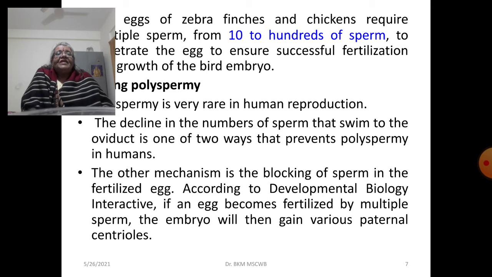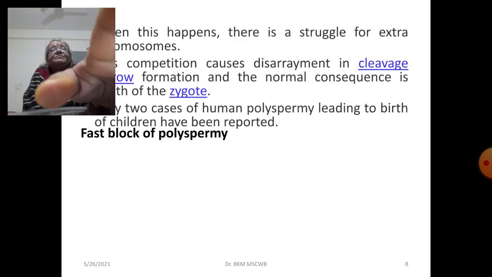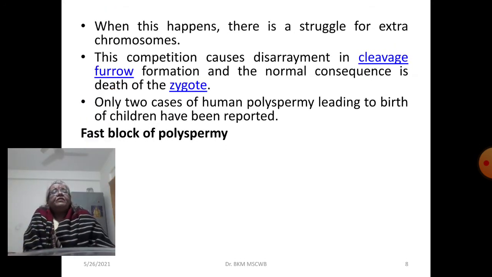So, if the egg becomes fertilized by multiple sperm, the embryo will then gain various parental centrioles and the whole thing is going to be a chaos. Now, so when this happens, there is a struggle for extra chromosomes. So this competition causes disarrayment in cleavage furrow formation, and therefore the normal consequence is the death of the zygote, right? So only 2 cases of human polyspermy leading to birth of children have been reported to date.